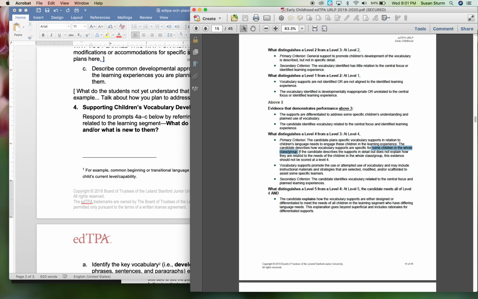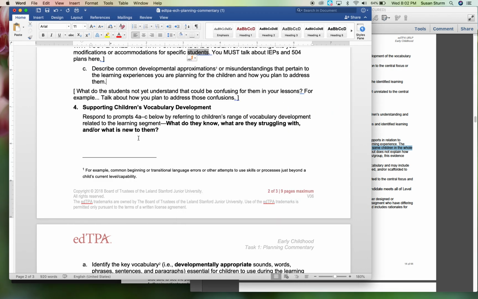If you describe your supports in detail but not how they are related, you won't get a 4. So describe the supports in detail and how the supports are related to the specific needs of children in the whole group. Okay. I fully understand.